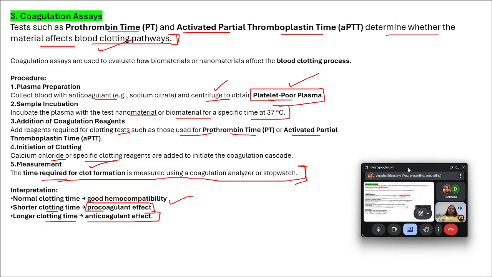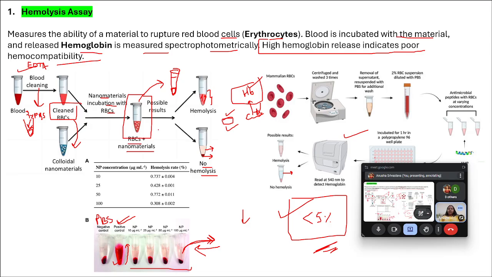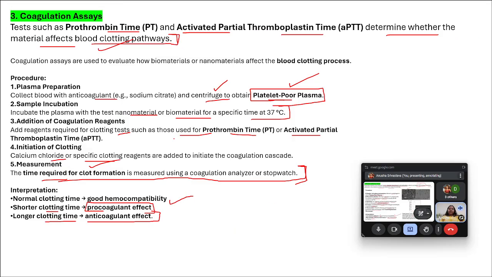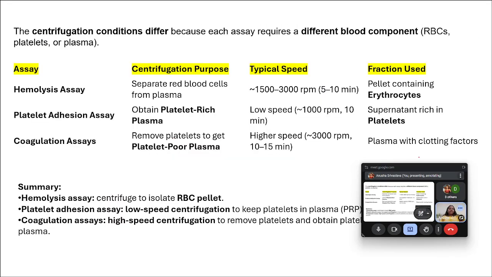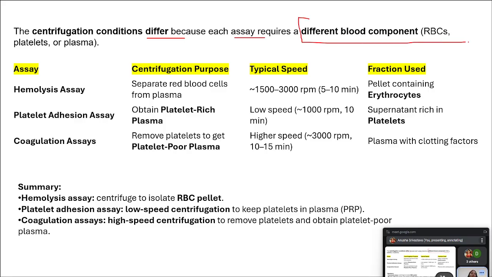Now, in all these three methods, we have seen that blood is centrifuged, right? So what is the difference? The optimum centrifugation speed, and in addition to that, the reason why it is being centrifuged or collected at that speed also varies. So the centrifugation condition differs because each assay requires a different blood component, right?